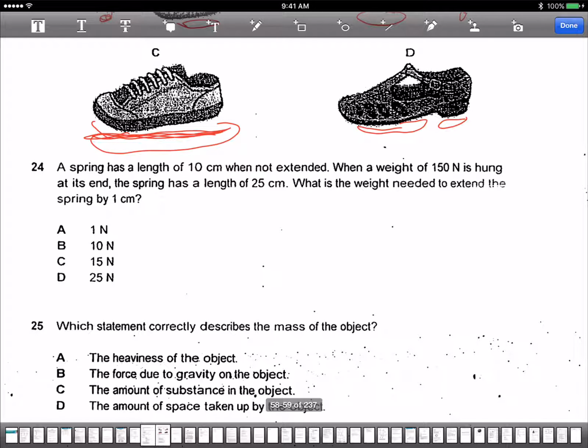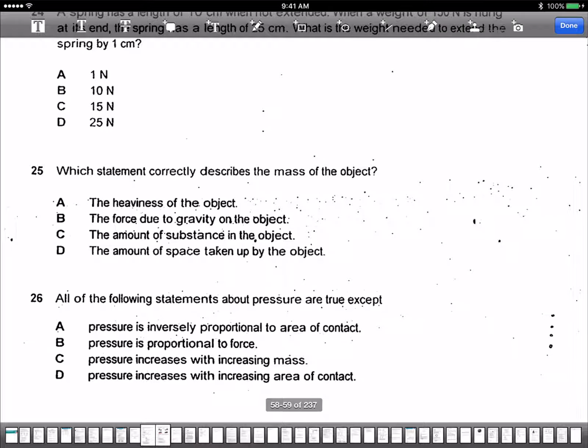Okay, next one is calculation. The mass. Which statement correctly describes the mass of the object? 25 is C. It's a definition. What's the mass of an object? It's the amount of substance in the object. B is the weight, force due to gravity, that's weight. Heaviness is also weight? No. Heaviness is just nothing, just a statement. Right?